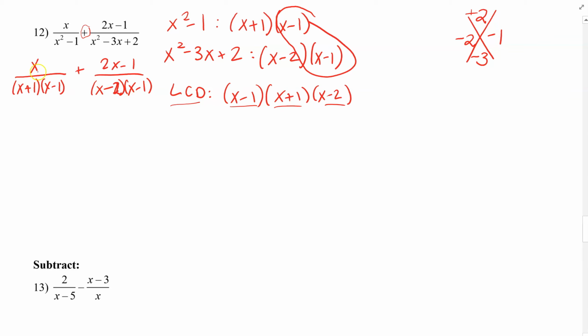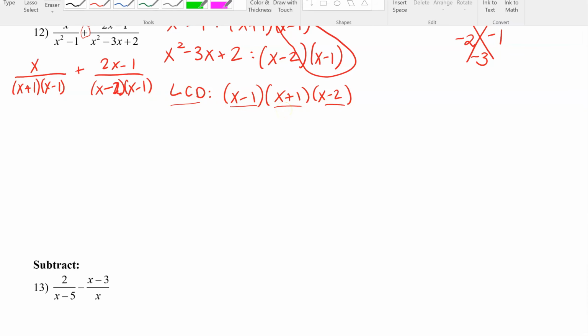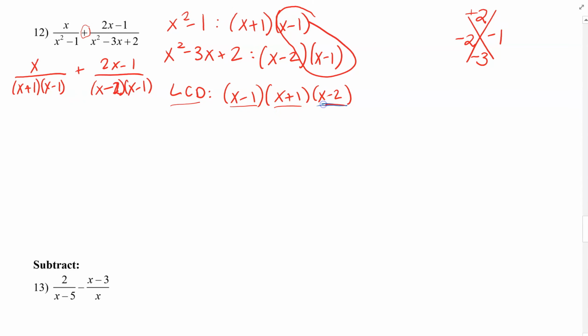Okay, so I can see the first fraction already has the x plus 1 and the x minus 1 from the LCD, but the one it's missing is x minus 2. So then that's what I will multiply to this fraction: x minus 2 divided by x minus 2. And again, I multiply by the same thing to top and bottom so that I don't change the value of the fraction, because basically what I'm multiplying by is 1, right? X minus 2 divided by x minus 2 is 1. So I can multiply by that to this fraction, and it's like I'm multiplying by 1.